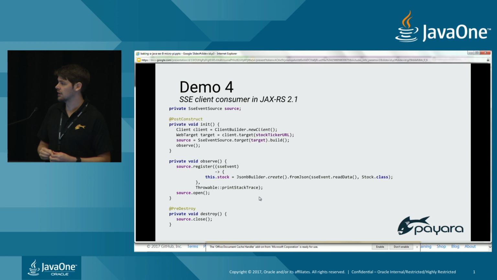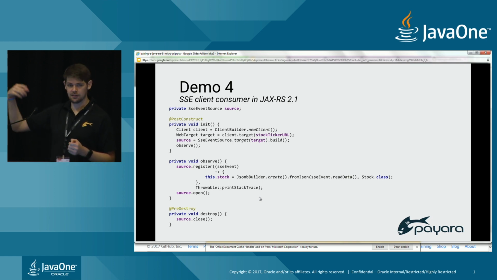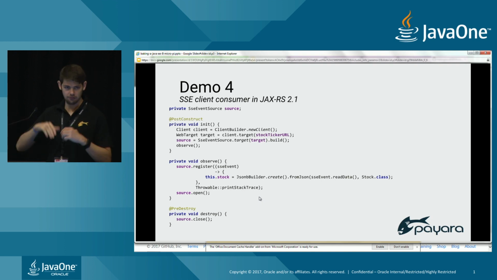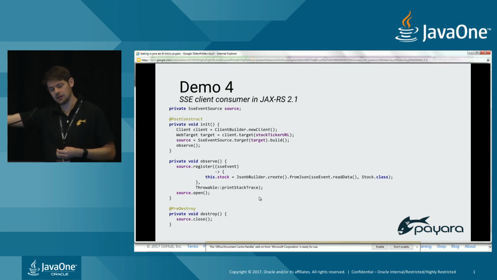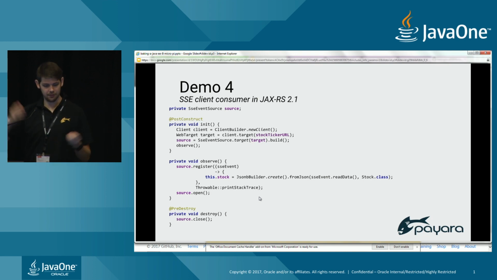So we've just got a nice brief Lambda there just to handle all the events that come in. Again, I'm using the JSONP API to deserialize stock events that come in, and providing the throwable print stack trace method reference there for anything that goes wrong, so we don't need to handle that in any more detail. And finally, I just do source.open, and then these events will start to be consumed. At the end there, I've got a destroy method to gracefully close that source so we don't get any errors on the remote side when it just finds the client consumer just disappears.